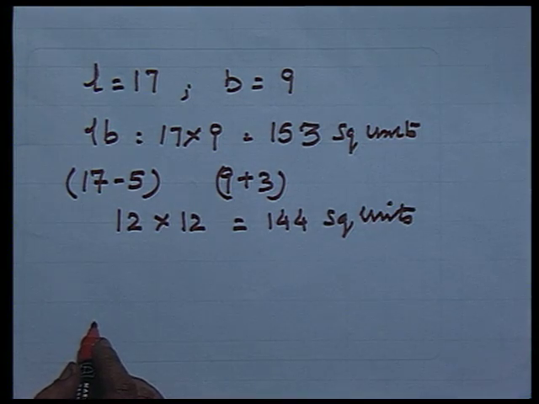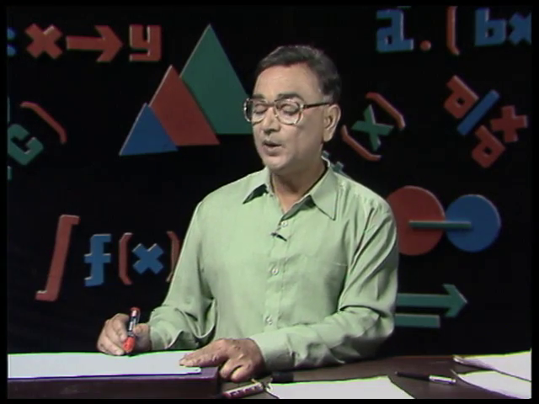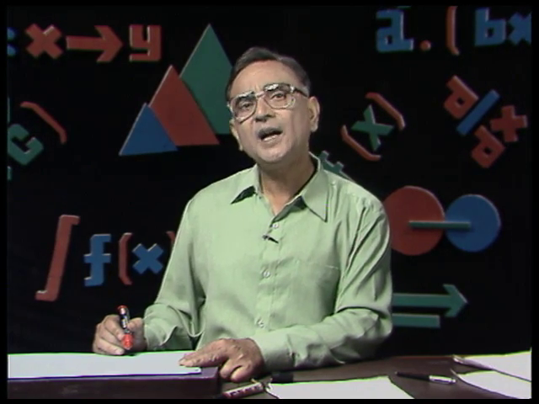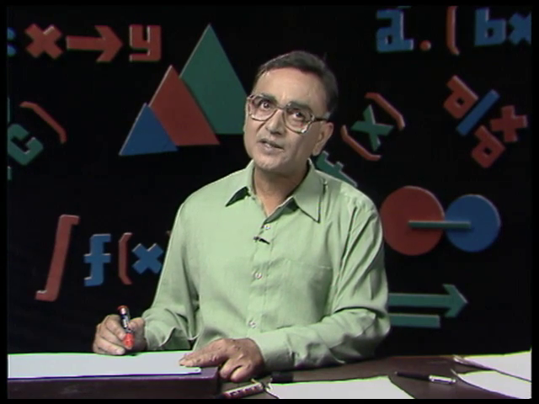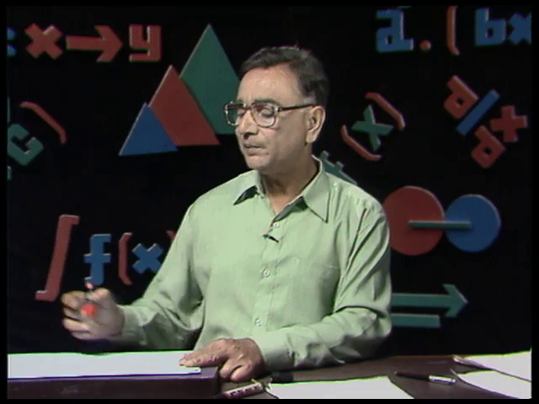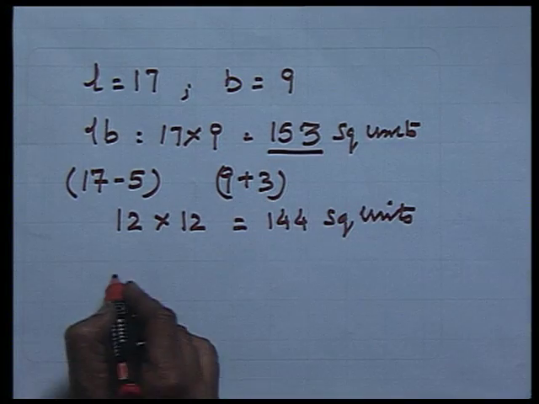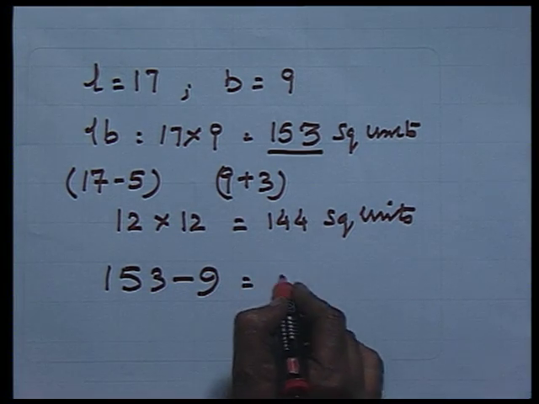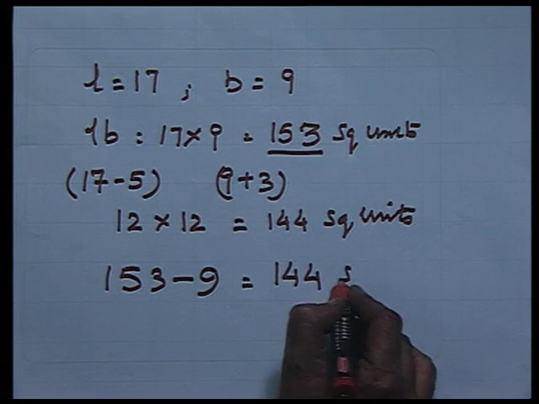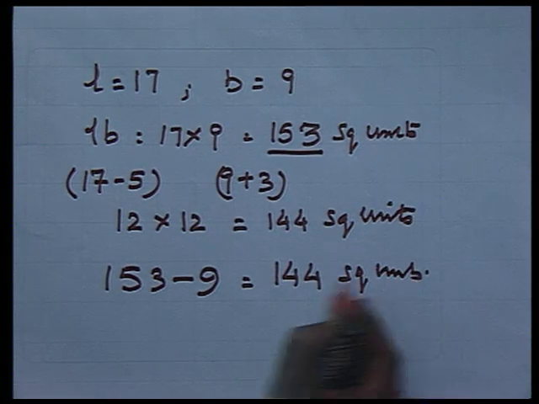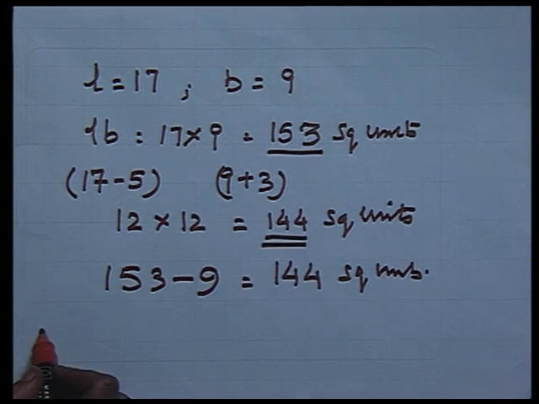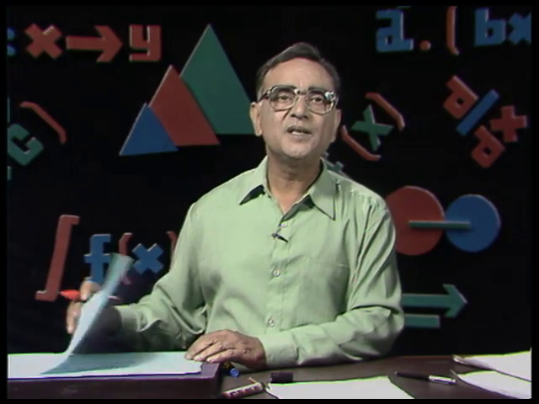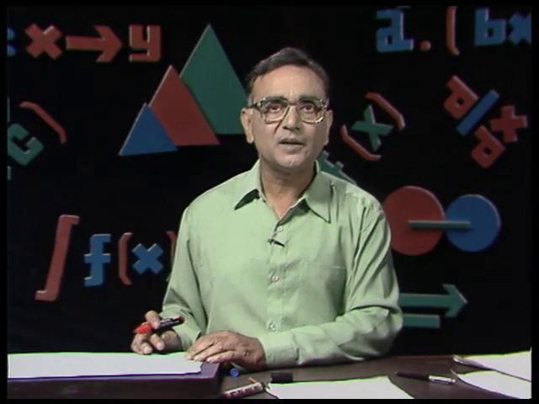Now, in the problem it was already stated that when length is reduced by 5 units and breadth is increased by 3 units, the area is reduced by 9 square units. Let us see, does it satisfy that condition? The original area is 153. Now, when the original area 153 is reduced by 9 square units, we get 144 square units, which is the same as the value I have calculated. So, this is the way we go for the problems concerning the area of a rectangle.